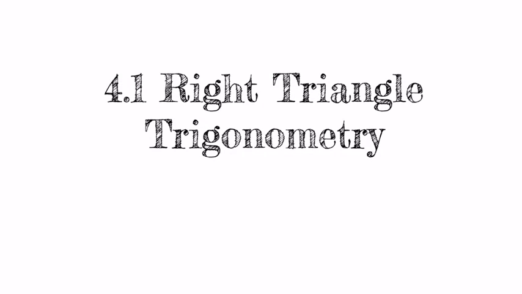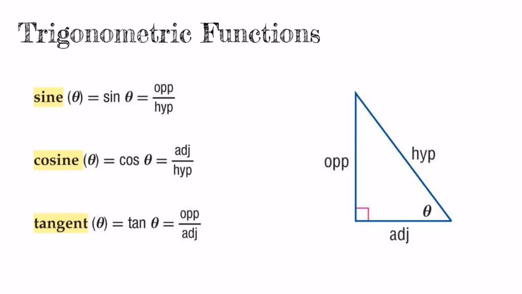Section 1 on right triangle trigonometry. So first thing we're going to do is look at the three main trigonometric functions, and these three functions come from a right triangle by labeling one of the angles theta, that's the circle with the line through it, and from that angle we label the opposite side, which is across from the angle, adjacent, which is right next to, and the hypotenuse, which is always across from the right angle.